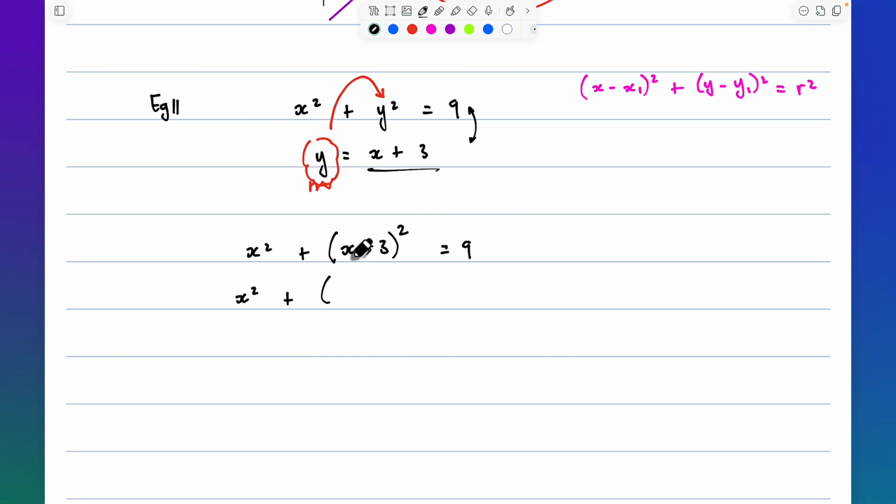Okay, so when we square a bracket, we say this first expression squared to give us x squared. And then we say this multiplied by this, which gives you 3x, right? But you have to multiply that by 2. That gives you positive 6x. And then you say this second expression squared. So 3 squared is 9. All right, so that is the square of that bracket. And that's equal to 9.